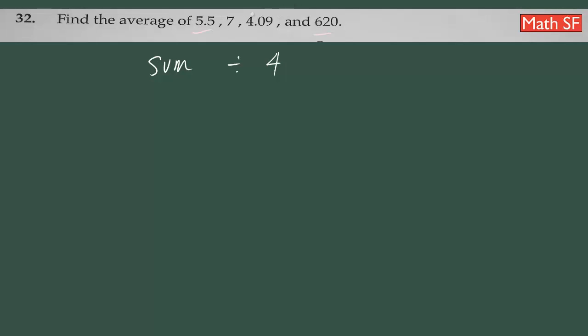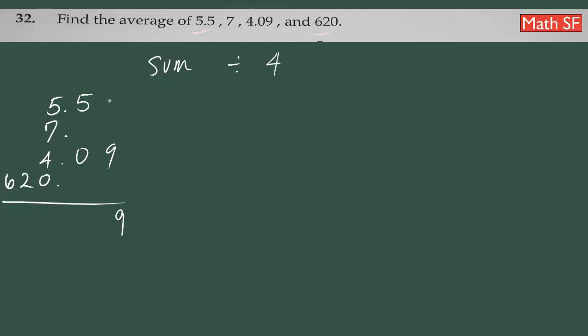So, let's add them. Let's align them because they're decimal numbers. So, it's going to be 5.5, 7 wholes, 4.09, and 620. Let's add them.